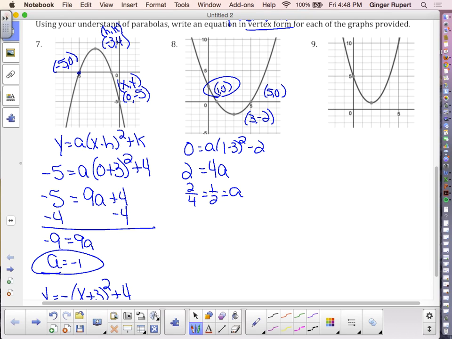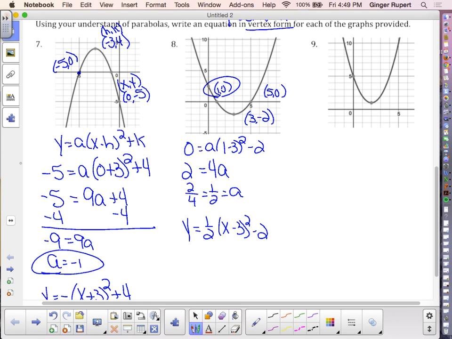I have now my value of a and my vertex. I can write vertex form of the equation, which is going to be y is equal to 1/2 times x minus 3 squared minus 2.